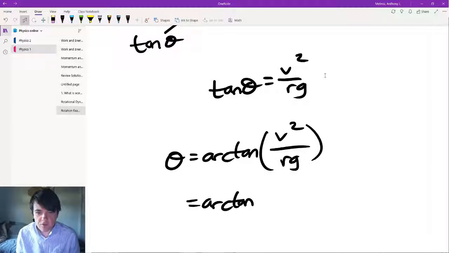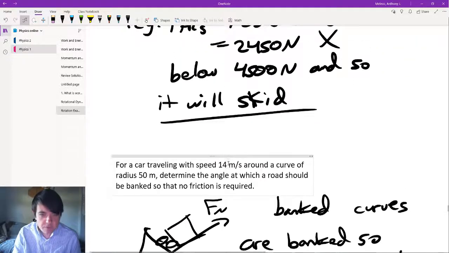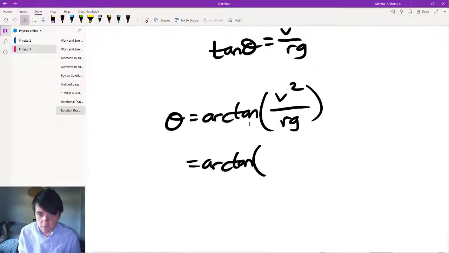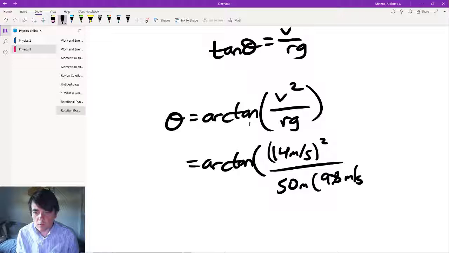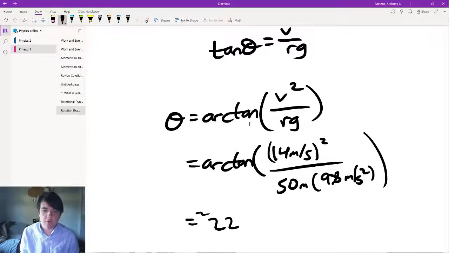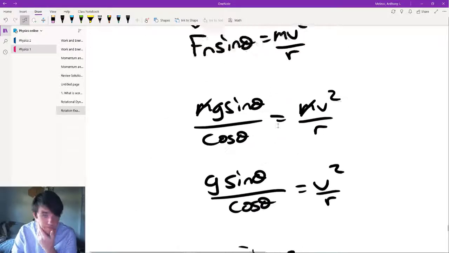So it's the arctangent of, it's been a long problem, so I don't even know where we're at, 14 meters per second. So we're going to square that over 50 meters times g. And this actually equals about 22 degrees if you plug that in. So that's the angle required to not have any friction.